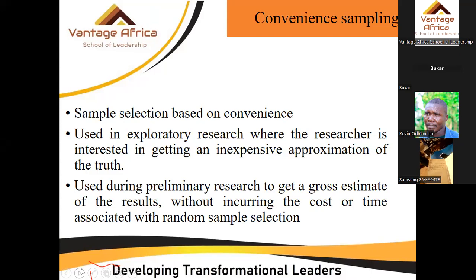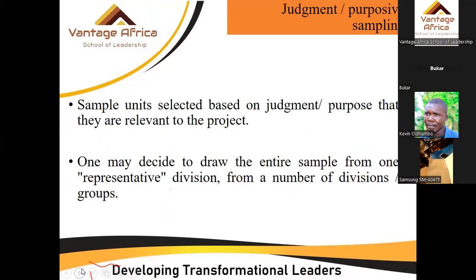Then judgment or purposive. Now, samples are selected based on judgment or purpose that they are relevant to the project, and one may decide to draw the entire sample from one representative division, from a number of divisions. For example, when I was doing my PhD in resource mobilization, I used a bit of this. In as much as mine was multi-stage, one of the stages was this, because I was focusing my research on the strategy of the organization.